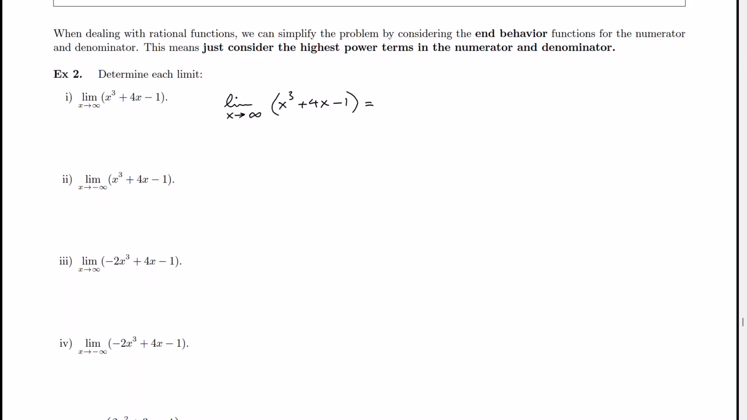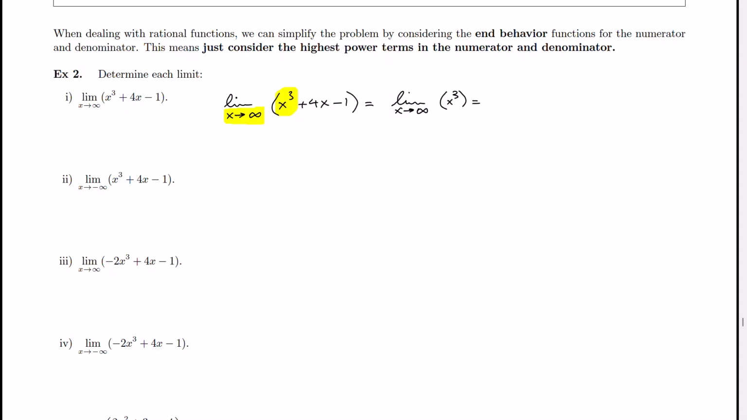Here's the thing. Since x is going to infinity, and I'm dealing with x cubed plus 4x minus 1, it's a polynomial. The polynomial is going to behave just like the x with the highest power. This only happens when we're approaching infinity or negative infinity. So in other terms, I can ignore the 4x minus 1, pretend that they were never there, and just look for the limit as x goes to infinity of simply x cubed. This is what we call the end behavior of the function.